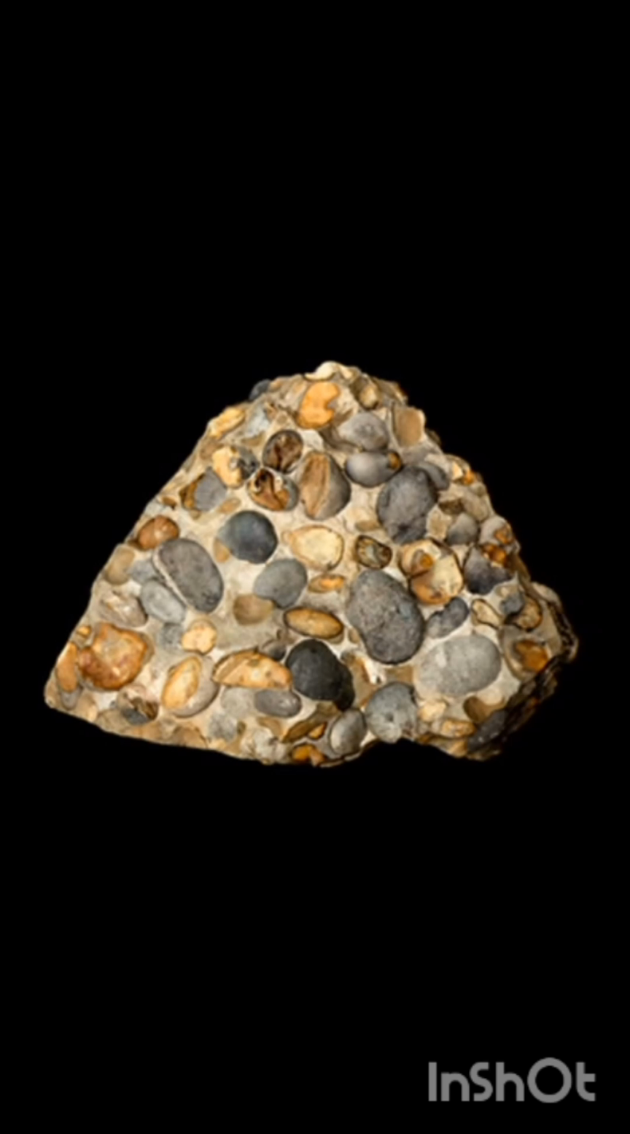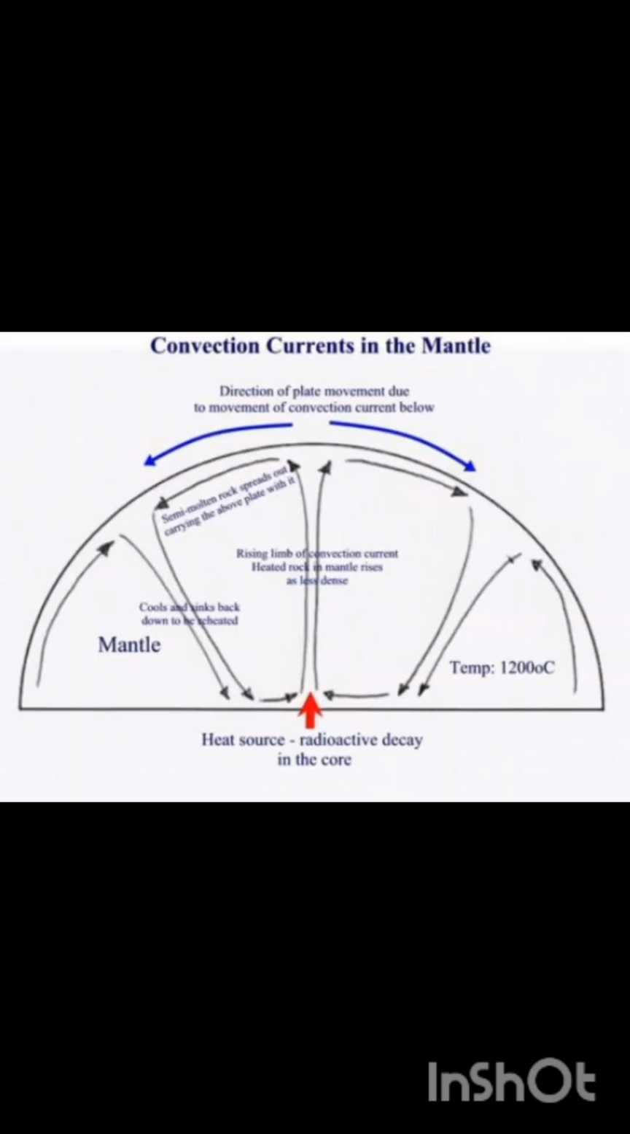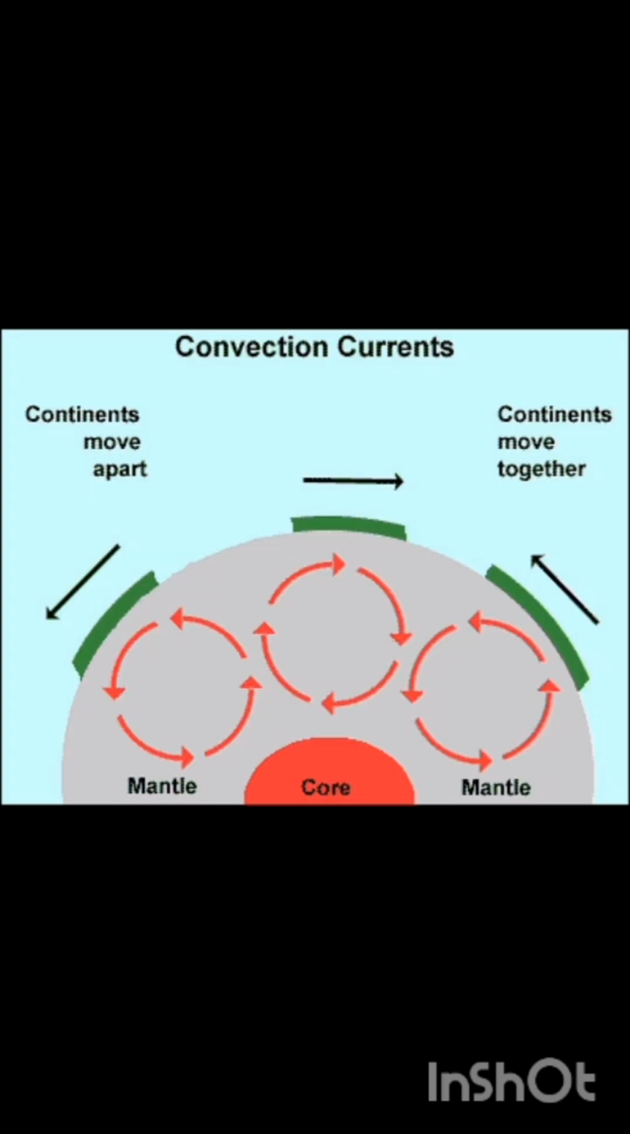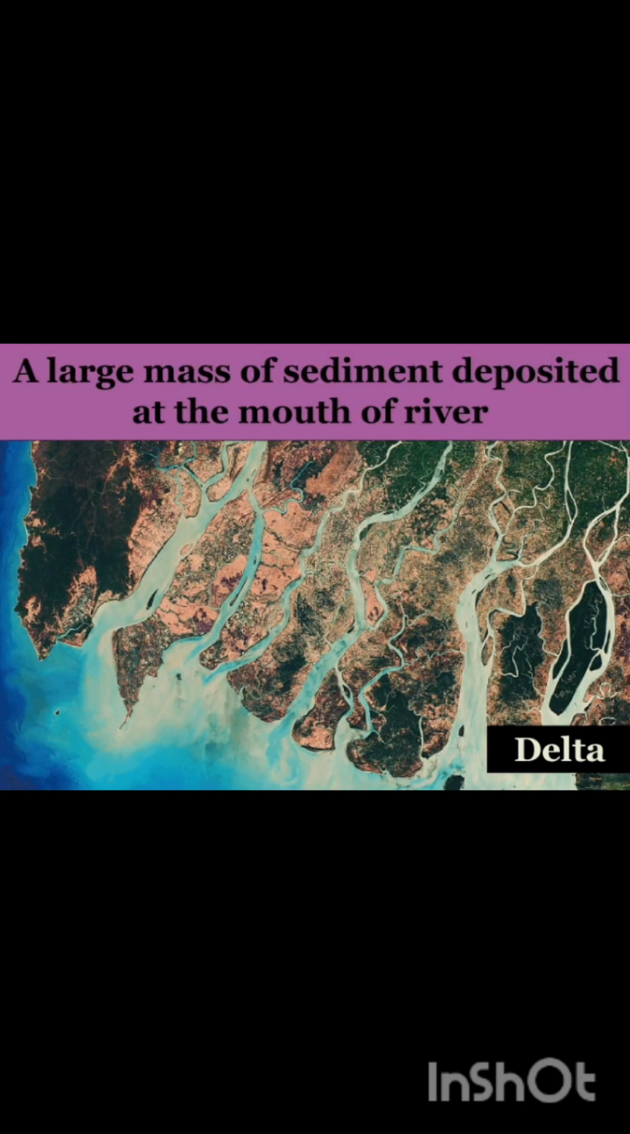Conglomerate. The pebbles in the sediments at the bottom of the river consolidate together because of mud and rock gets formed. When such material is subjected to pressure, the pebbles in it are easily visible.